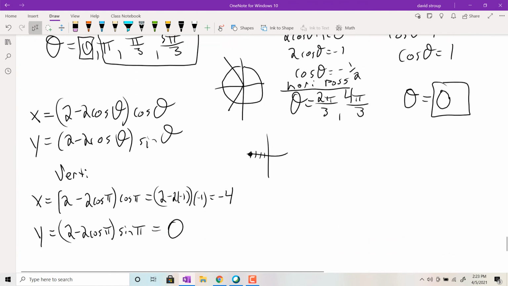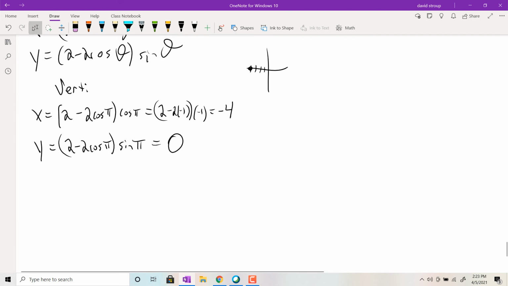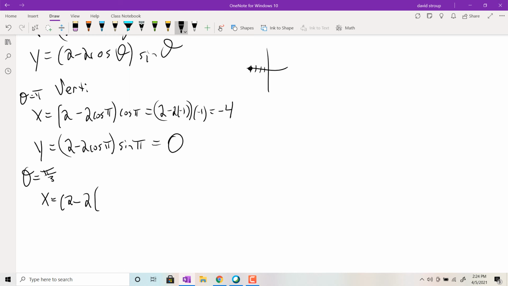The other two verticals are going to be at pi over 3 and 5 pi over 3. So this was theta equals pi over 3. Get x equals 2 minus 2 times cosine of pi over 3, which is 1/2. So this will be 2 minus 1, which is 1, times 1/2 is 1/2. And then the y coordinate, 2 minus 2 times 1/2 is 1, times sine of pi over 3 is root 3 over 2. So that'll be just root 3 over 2.